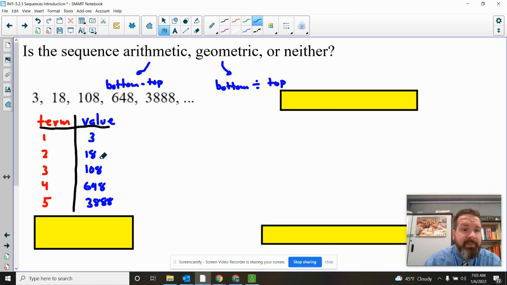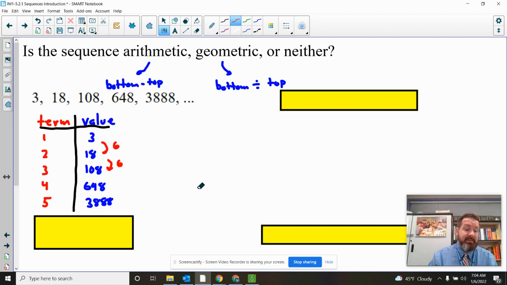So let's do that here. 18 divided by 3 means that we had to multiply by 6. Let's do the same check now for the next line. So 108 divided by 18, that is also 6. Here's the thing though. You've got to keep checking. You've got to check that difference, or that ratio rather, for all the terms you have.